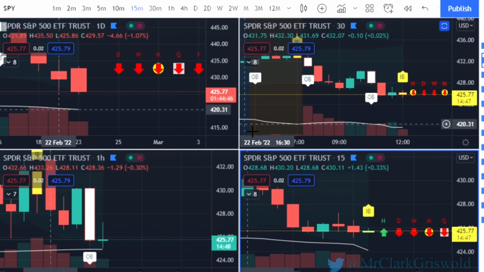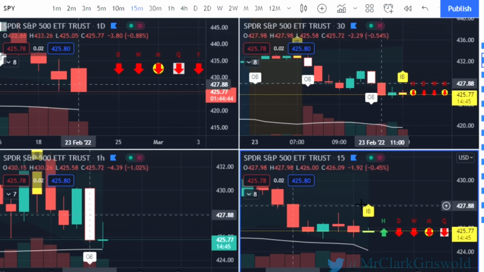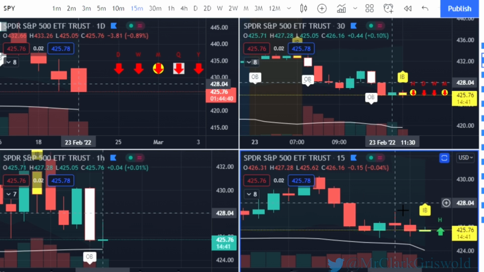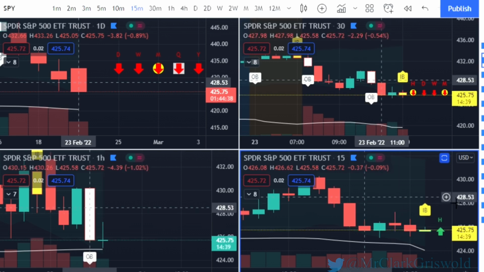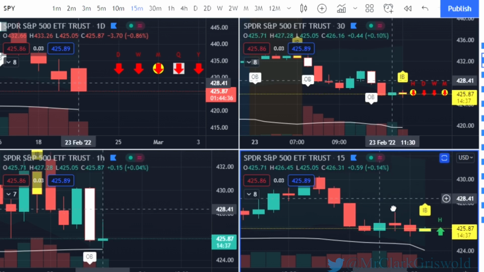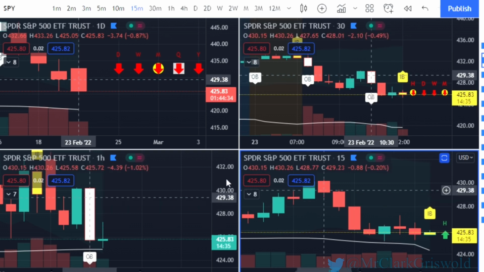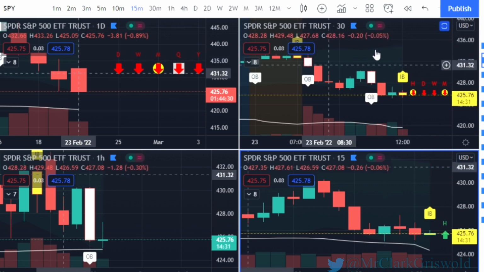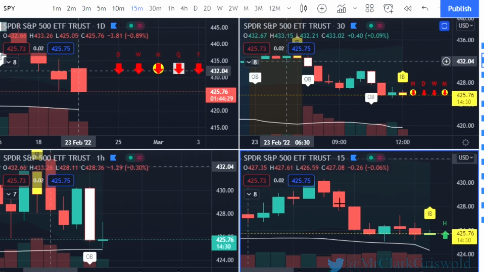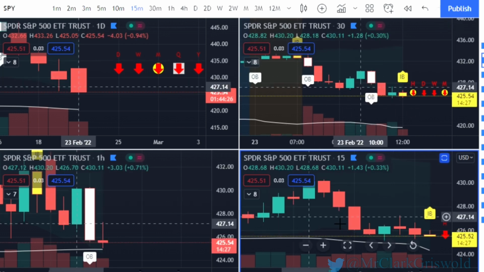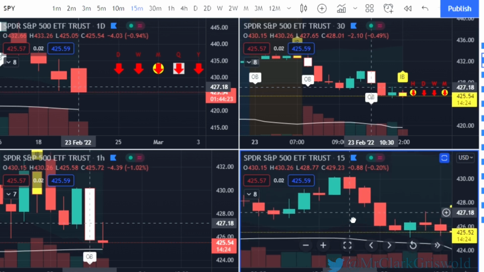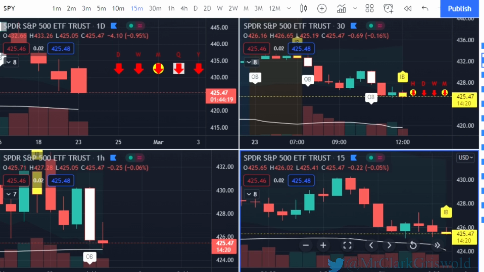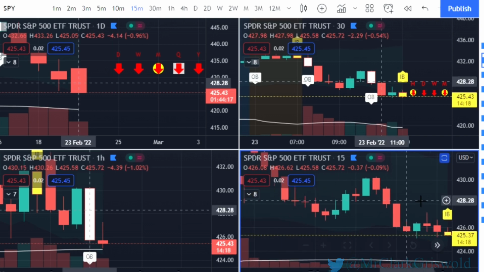Okay? So let's go through it. I'm going to show you where I got in and how this trade played out. So this bottom chart here is the 15-minute chart. Hourly chart is to the left. I just put the 30-minute chart up on the top right so I can show you guys a few things. So I watched Spy for most of the day, and I waited and I waited and I waited for a setup.